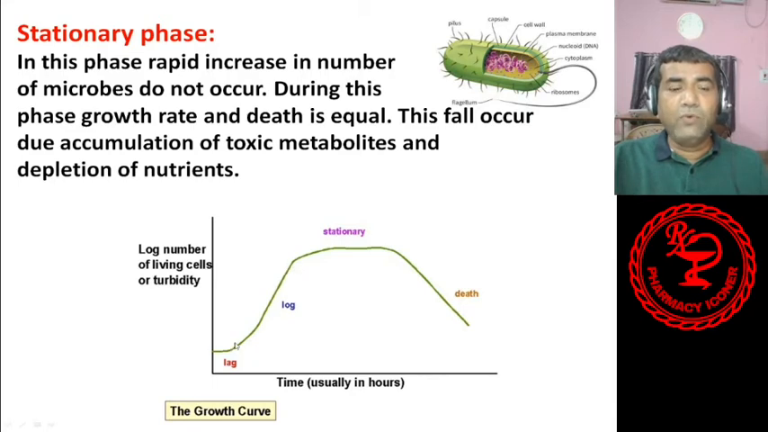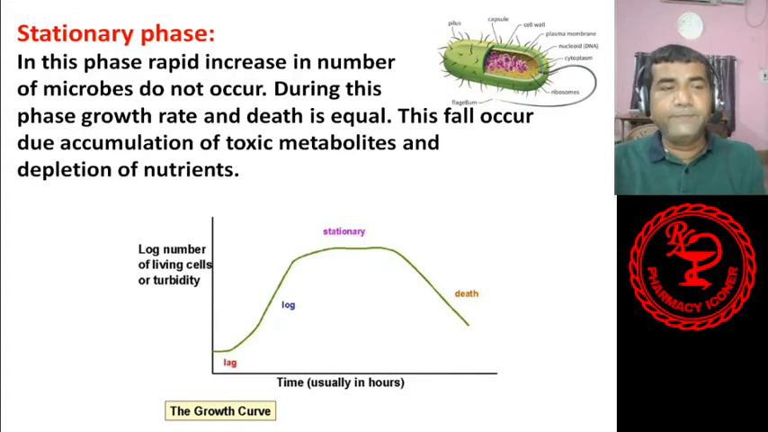In the log phase there was growth, and this stationary phase is parallel to this line, and the lag phase is also parallel to this line. But what happens in this phase? The number of microorganisms does not increase because the number of new cells formed is equal to the number of cells that die. But in the lag phase, formation of cells does not occur. So this is the stationary phase.